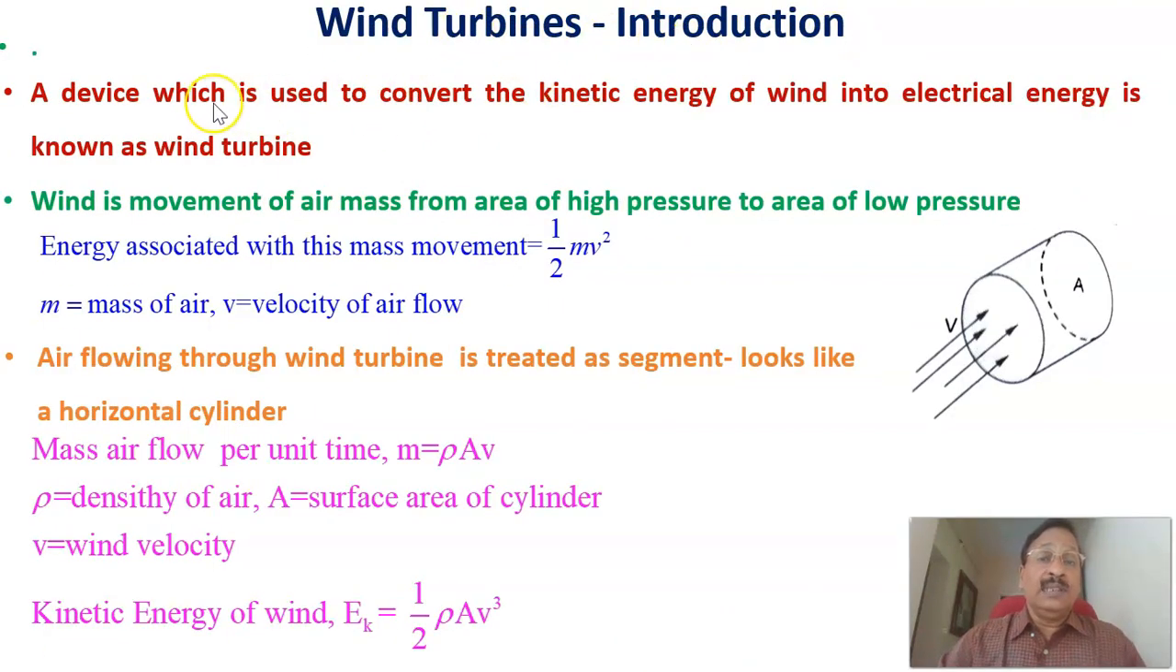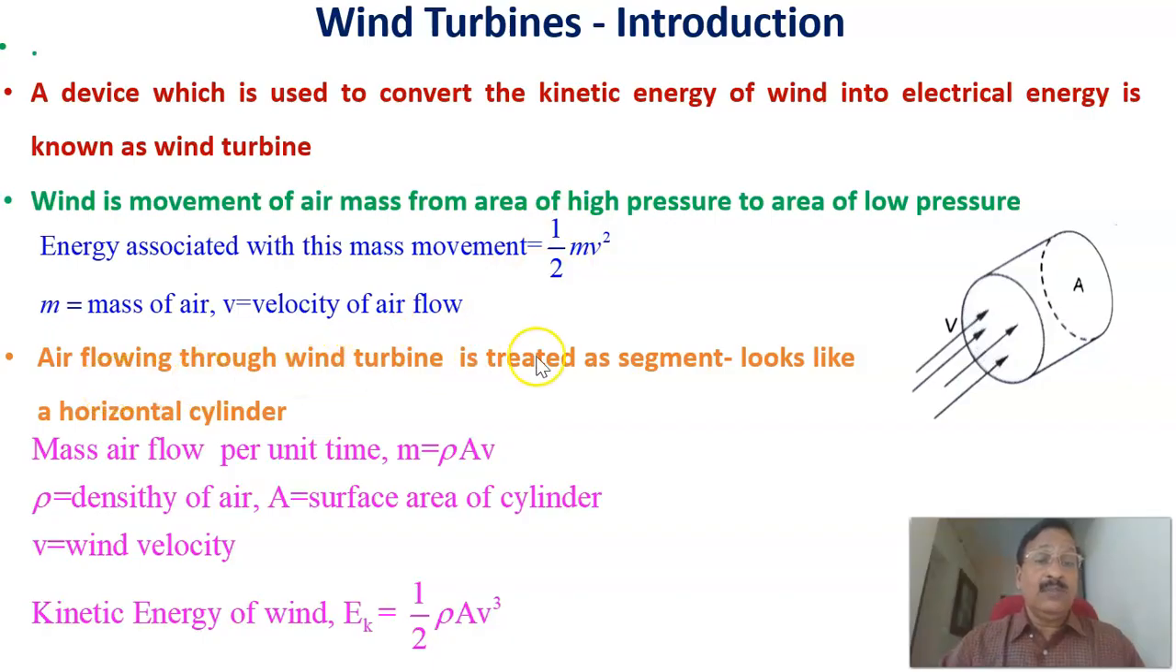Continuing the wind turbine introduction, a device which is used to convert the kinetic energy of the wind into electrical energy is known as a wind turbine. Wind is the movement of air mass from an area of high pressure to an area of low pressure, and the energy associated with the mass movement, the kinetic energy, is given by half mv square, where m is the mass of the air and v is the velocity of the airflow. This is the kinetic energy associated with the air movement.